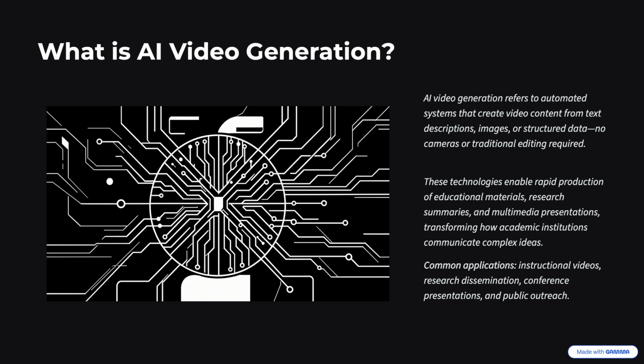AI video generation refers to automated systems that create video content from text, descriptions, images, or structured data, with no cameras or traditional editing required. You're going to see in the app that we're going to use that it does the work for you, but there's some fine tuning you can do to perfect it and make it work to your advantage. These technologies enable rapid production of educational materials like summaries and multimedia presentations, and transform how academic institutions communicate complex ideas.